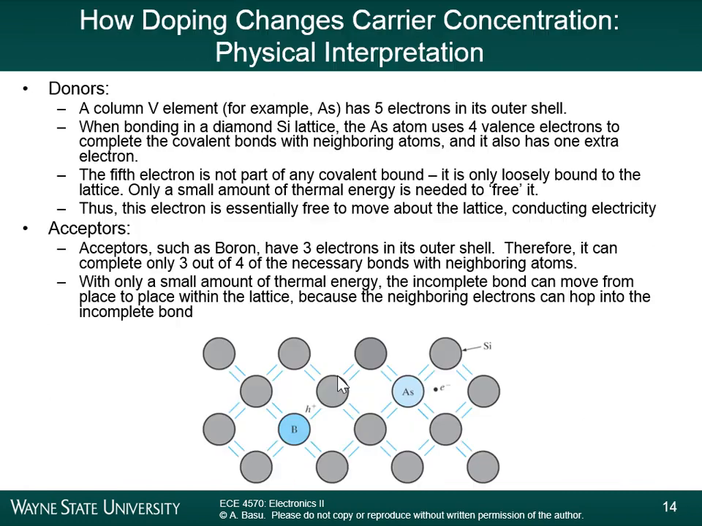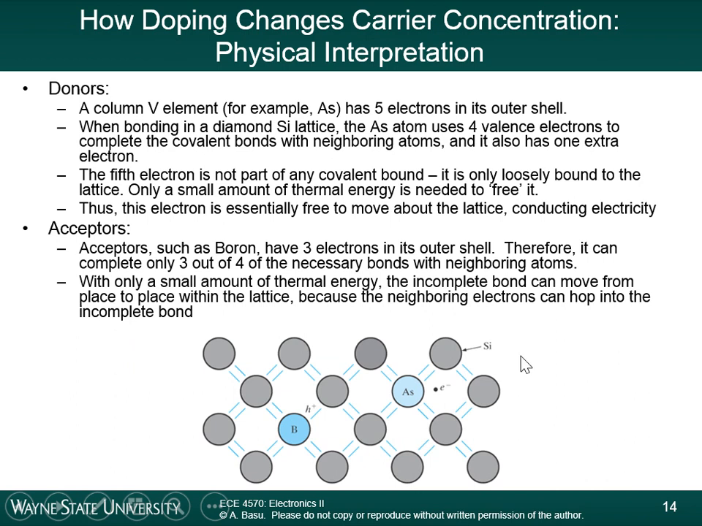Let's do one more slide here, and then we'll finish up. So how doping changes the carrier concentration, we've sort of drawn this already, so we won't spend much time on this. A column 5 element has 5 electrons in its outer shell. When it bonds to the silicon lattice, it has an extra electron, and that extra electron is free to move. Only a small amount of thermal energy is needed to free it. Okay, it's loosely bound to the lattice. So the electron is essentially free to move about the lattice, conducting electricity.